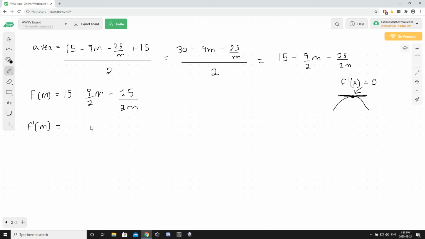All right, so when we're determining the derivative, we know that the derivative of a constant is just going to be 0, so I'm just going to ignore that. We know that here, with the power rule, the 1 up here is going to drop down. You're going to have m to the power of 0, that's equal to 1. So the derivative of this term is just negative 9 over 2.